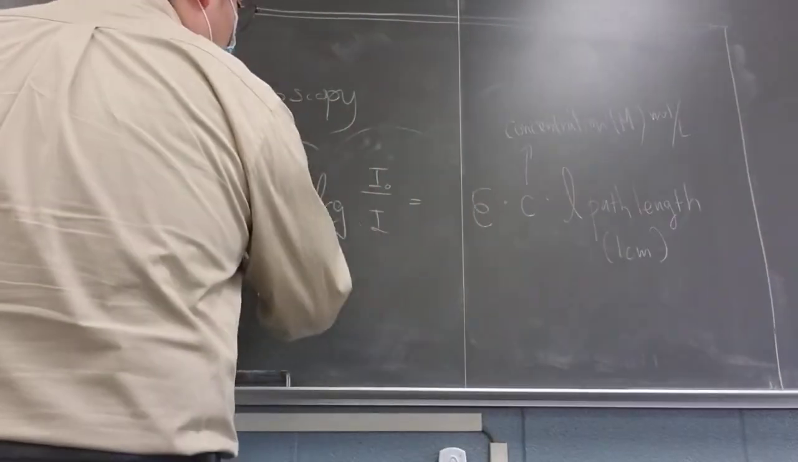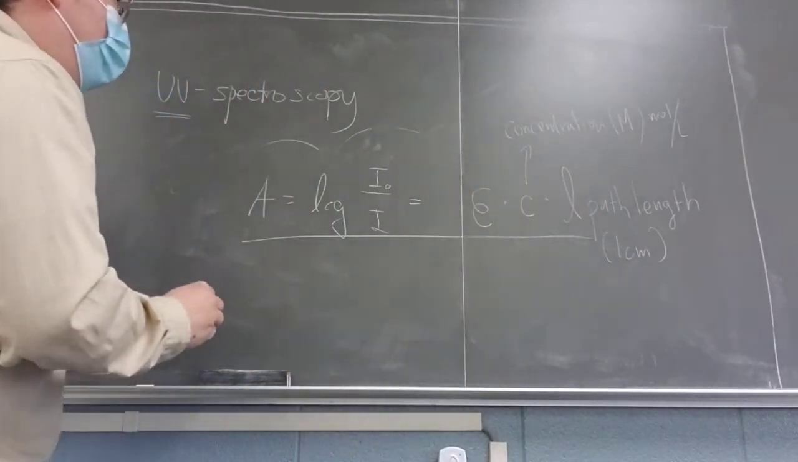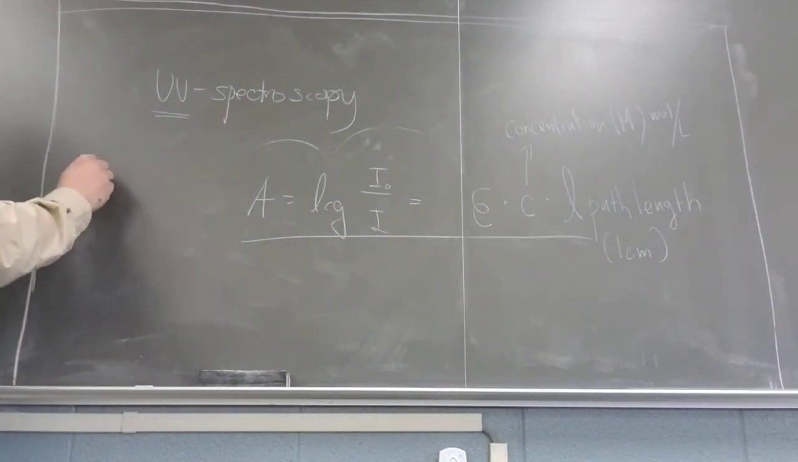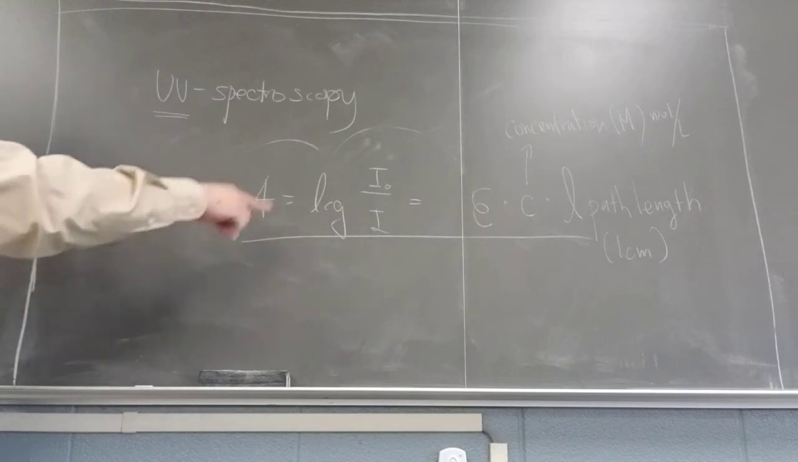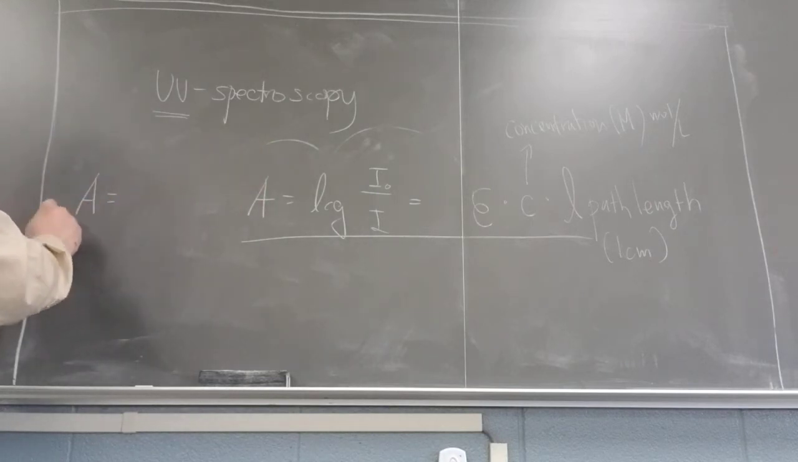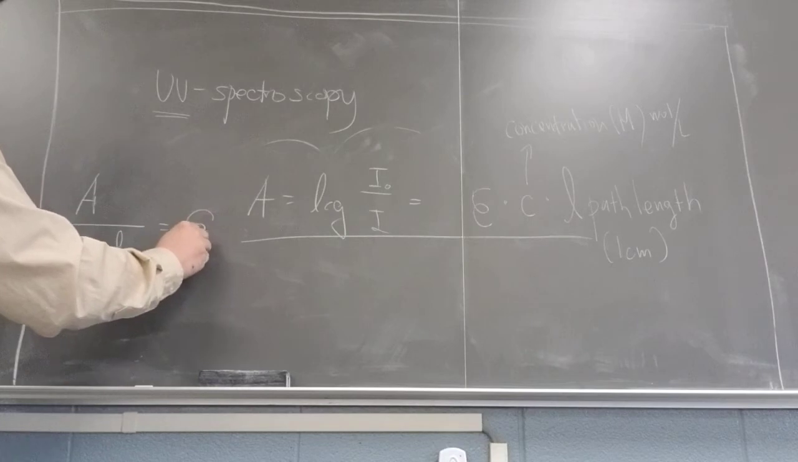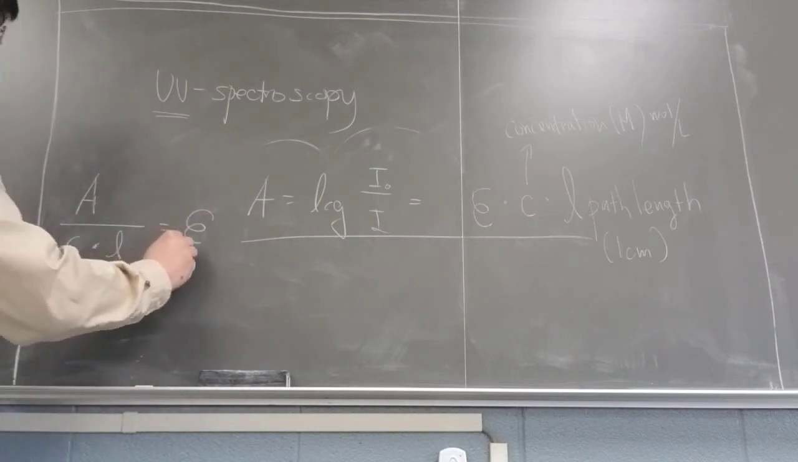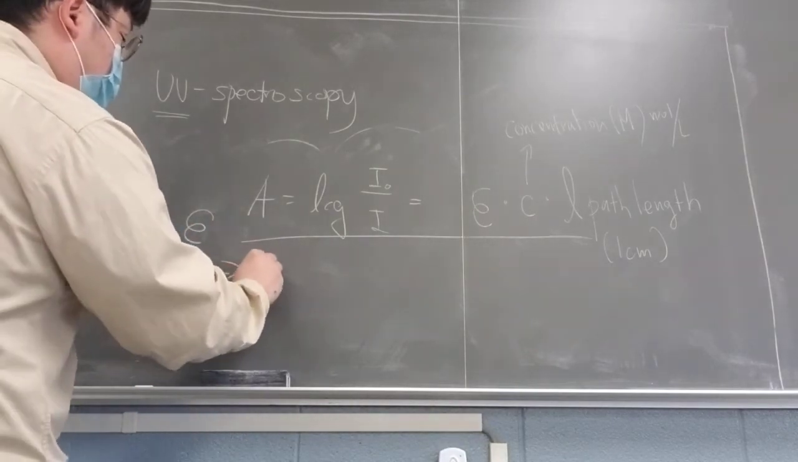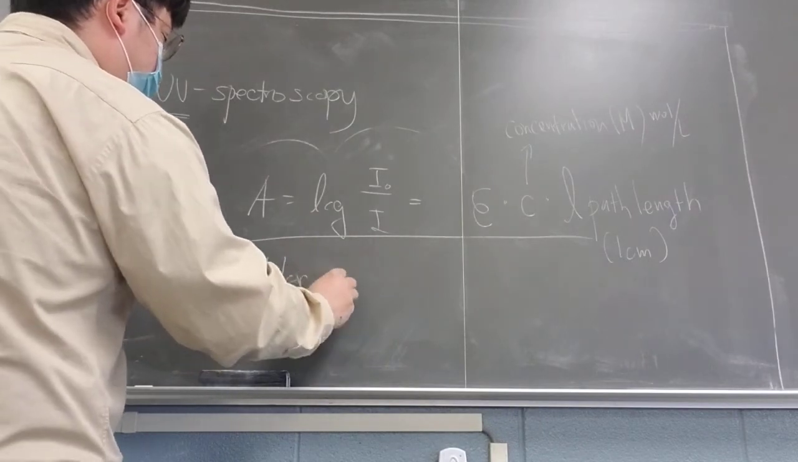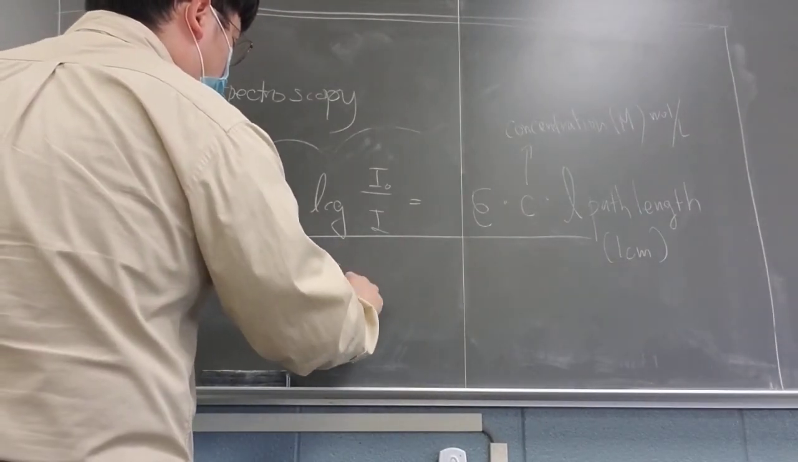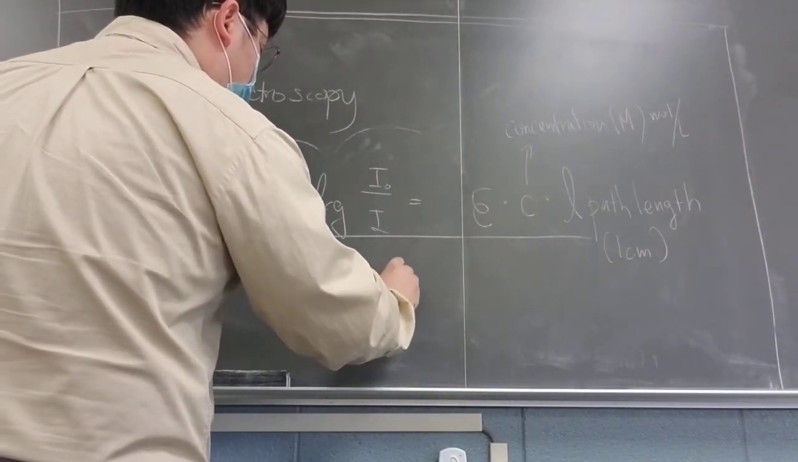So if you do this, technically you can rearrange it: absorbance over concentration times path length should be equal to your epsilon here. This is what we call molar absorptivity.